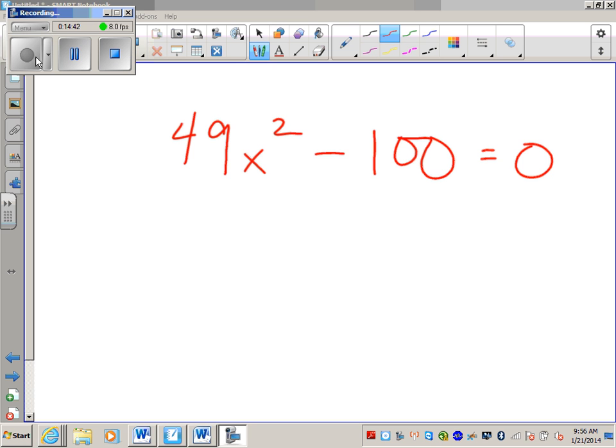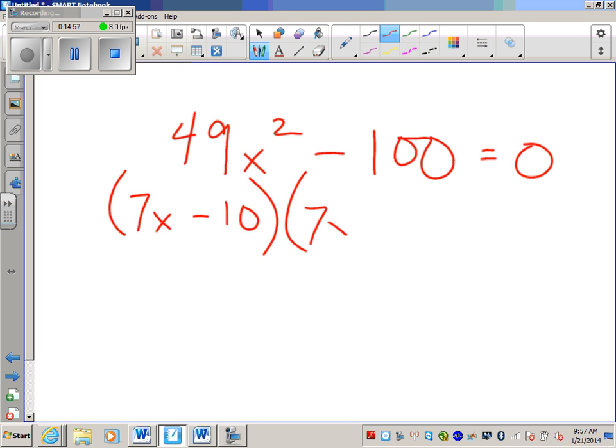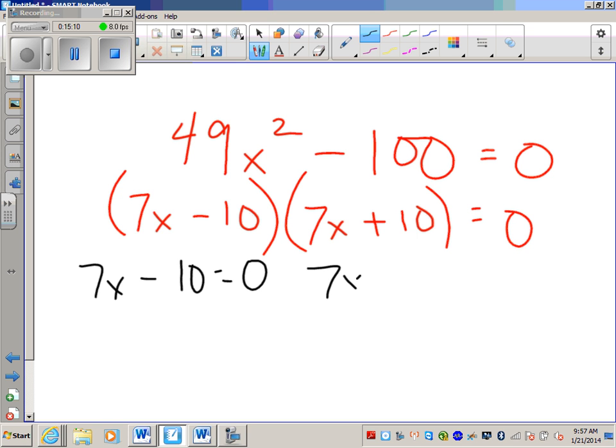Okay, so take a look if you had any confusion at all. Do we have a GCF? No. Is it difference of squares? So we should have 7x minus 10 and 7x plus 10 equals 0. Okay? Do we get stuck here? Why? Each of these get turned into their own equations. Right?